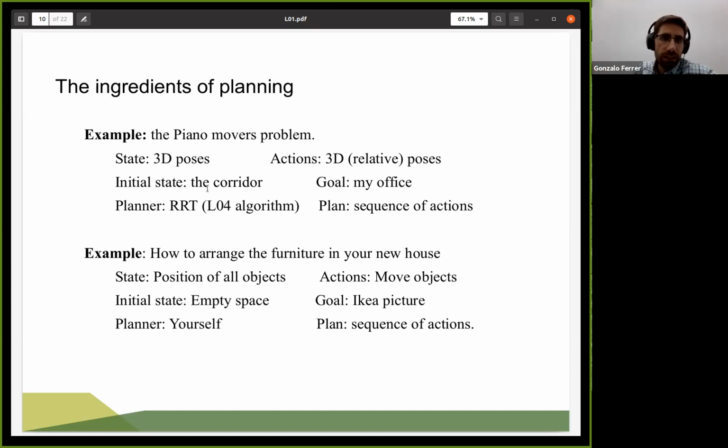Let's talk about the initial state. You are in the corridor, you are outside. You want to put this inside your house, right?